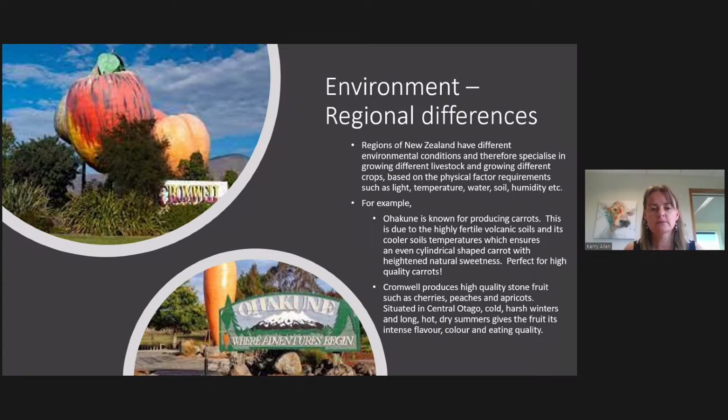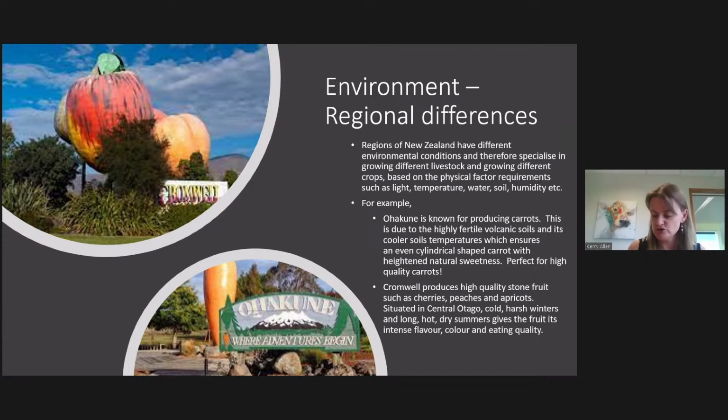Cromwell is the same. It can grow really good stone fruit such as cherries, peaches, and apricots, and they predominantly have that because they require chill requirements. So they like cold, harsh winters, but they also need really hot, dry summers. And this brings out really good flavour in the fruit. They ripen really well and are really good eating quality. So hence those reasons for those crops being grown in those areas.